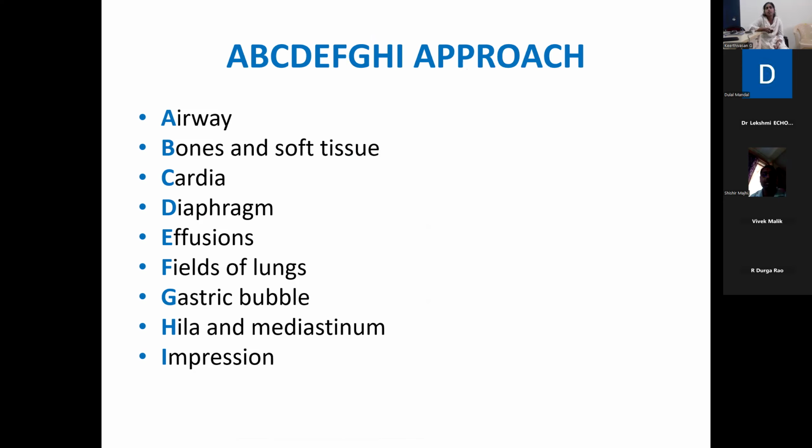Then we have something known as the ABCDEFGHI approach for interpreting X-rays further. A stands for airway, B for bones and soft tissue, C for cardia, D for diaphragm, E for effusions, F for fields of lung, G for gastric bubble, H for hila and mediastinum, and I, there is also instrumentation that you should not forget, and then only you give an impression.